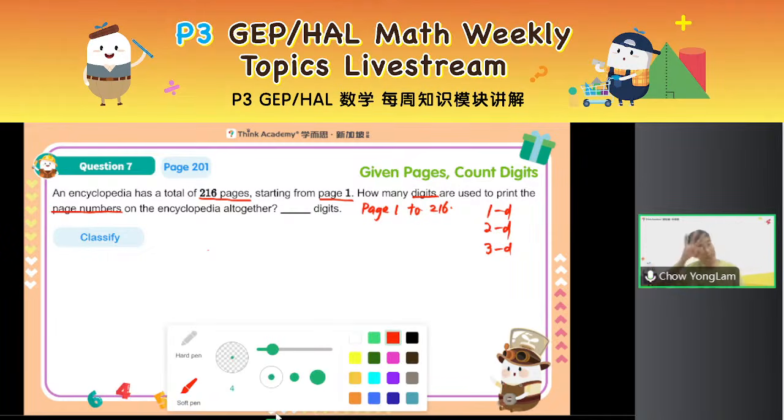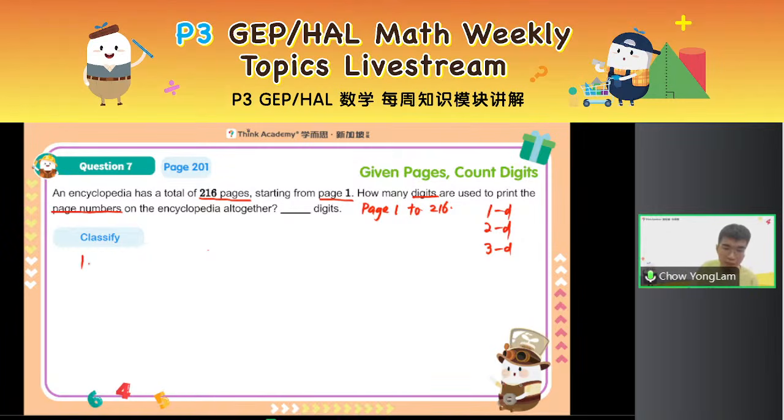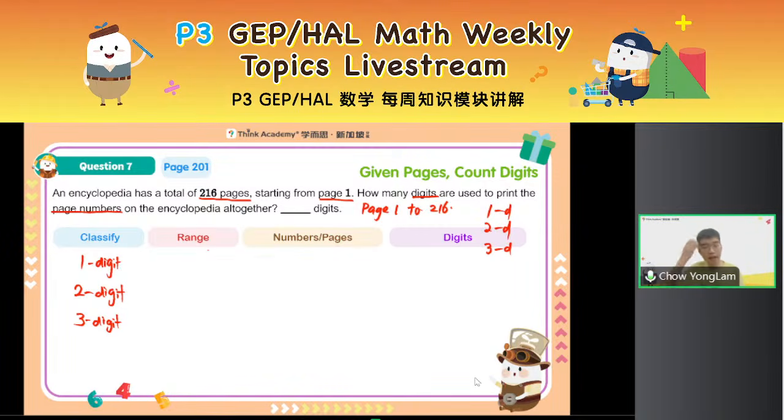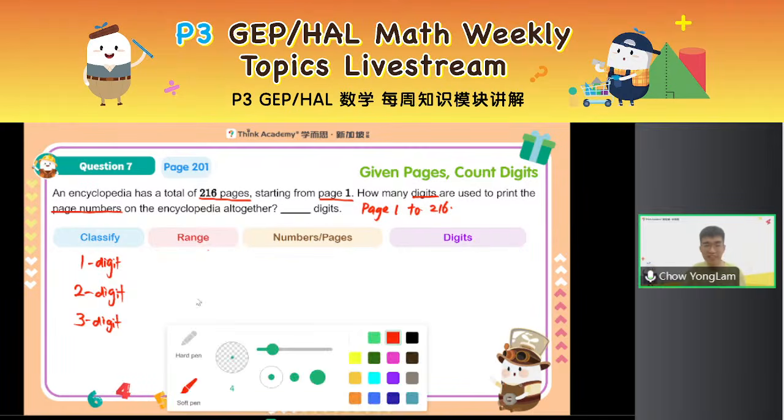So here there are 3 different classes. You have your 1-digit numbers, you have your 2-digit numbers, and you have your 3-digit numbers. For each type of number, we need to find out how many such numbers there are and how many digits I used for each category. With that, let's look category by category, starting from the easiest, which is the 1-digit numbers.